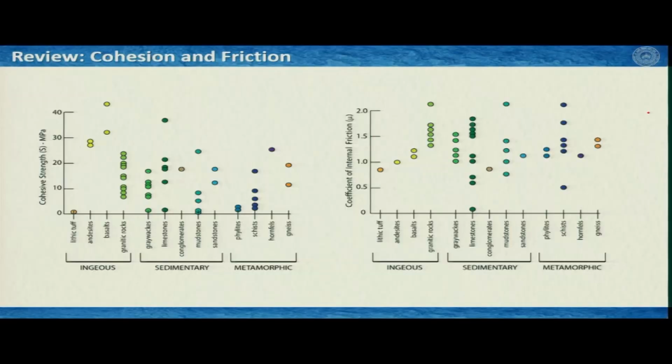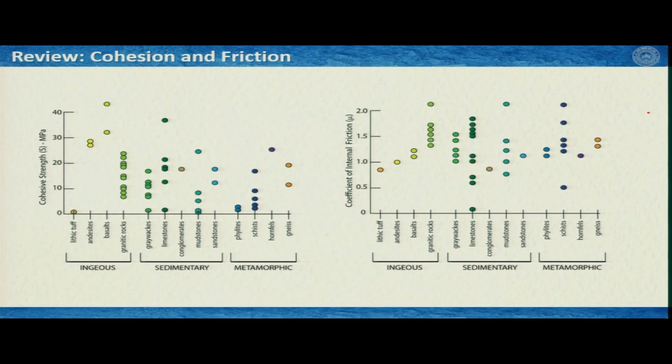We have also learned that apparently cohesion and friction, these two material parameters, do not have any major relationship. So, they are some sort of independent. What I mean by this, if the friction of a rock is high, that does not mean that the cohesion of this rock has to be high or low, and vice versa.